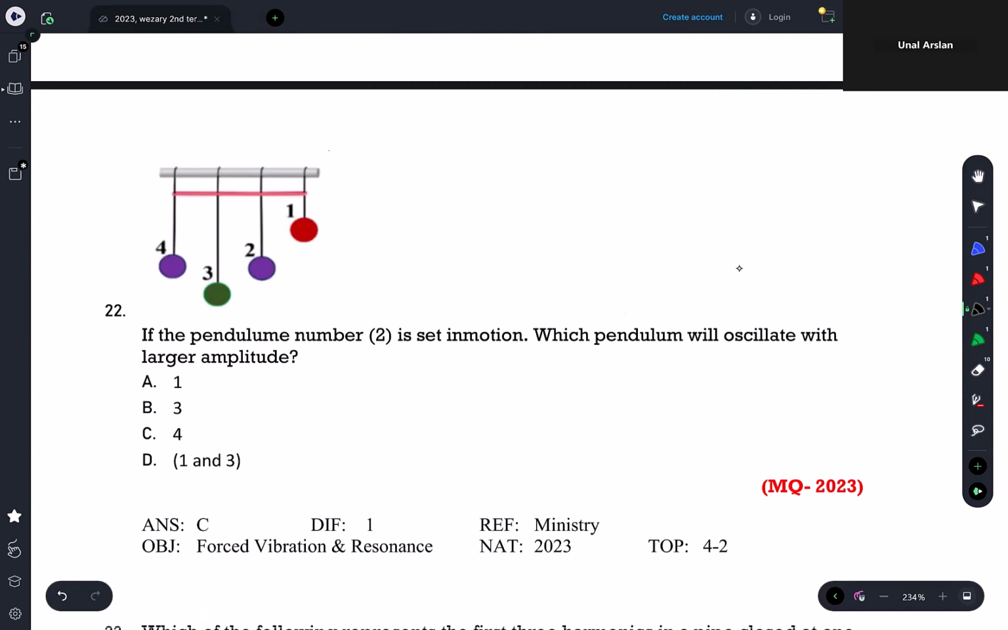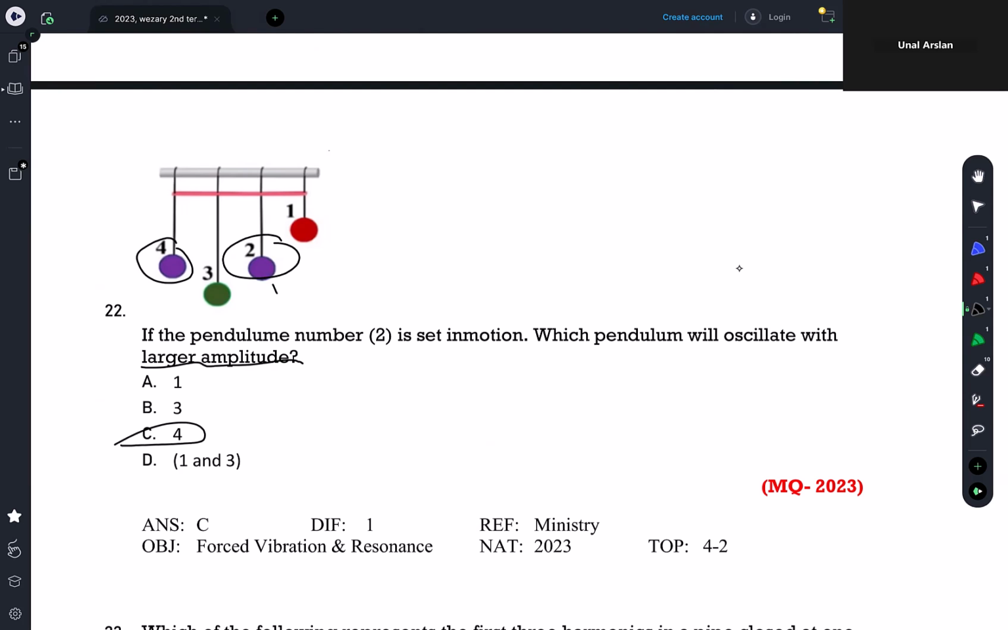If pendulum number 2 is set in motion, which pendulum will also give a larger amplitude? That is, which two pendulums are in resonance? Larger amplitude of oscillation happens if there is a resonance. So they should have the same natural frequency. That's why the length must be the same, of course, so it is the one which is at the same length as the second pendulum.